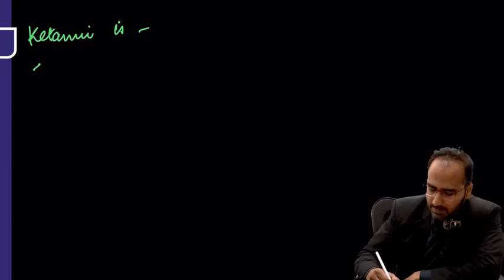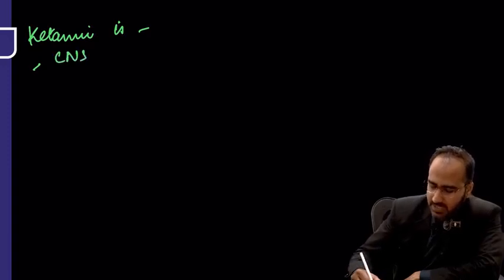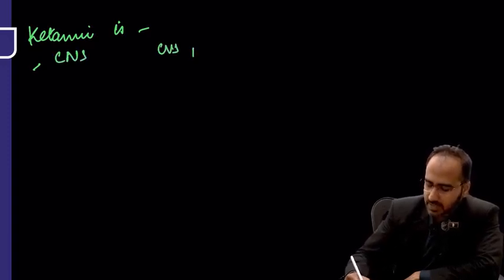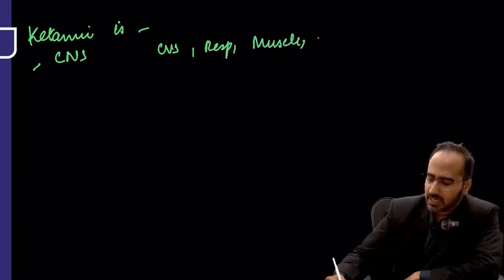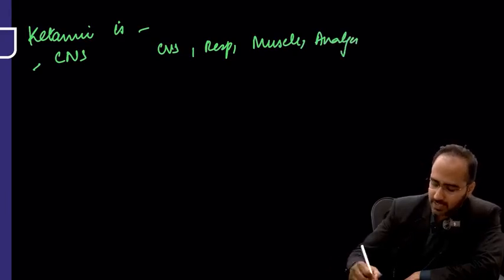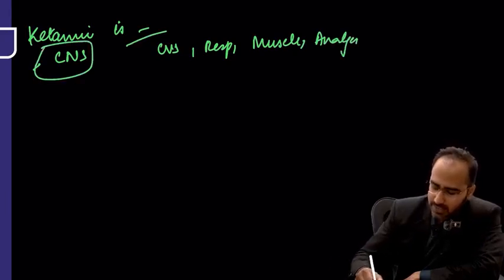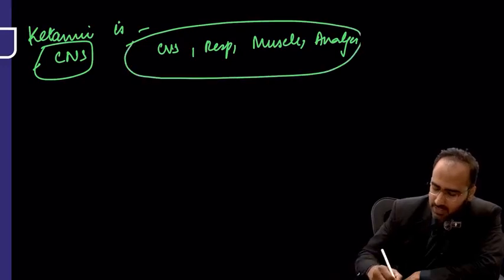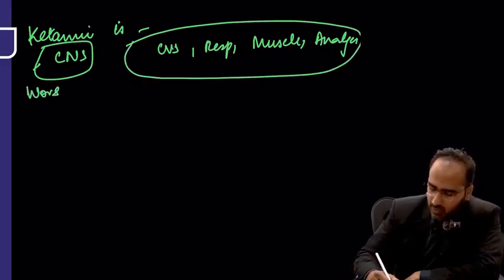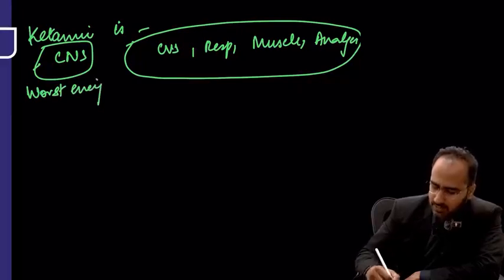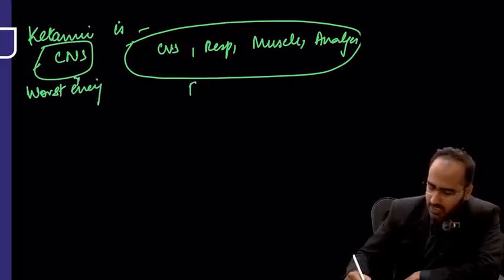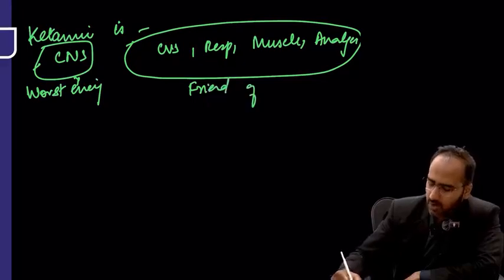Ketamine. Remember, what are the systems we need to cover? CNS, CVS, respiratory, muscle, analgesia. Ketamine is what to the CNS and what to the other systems? Ketamine is the worst enemy of CNS and friend of all other systems.